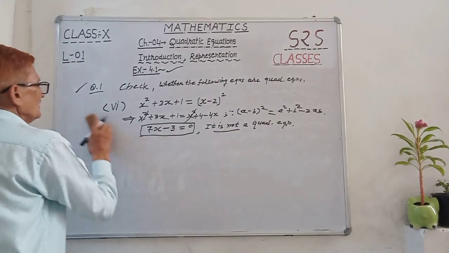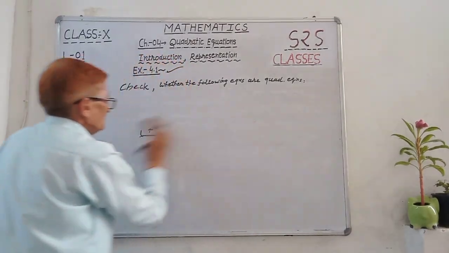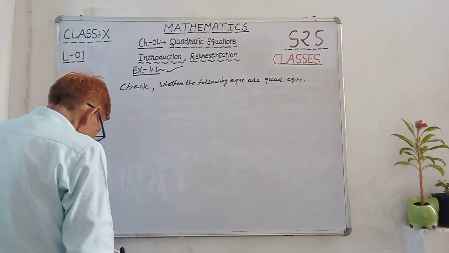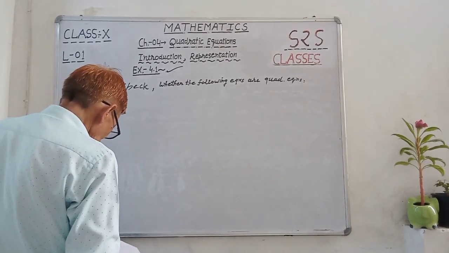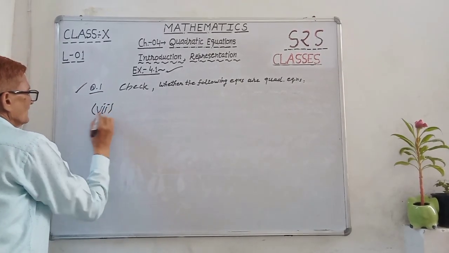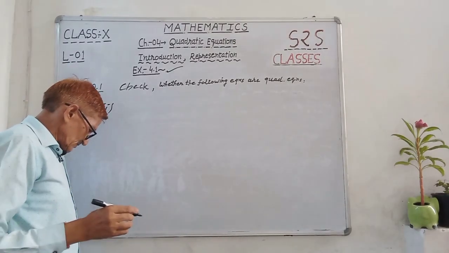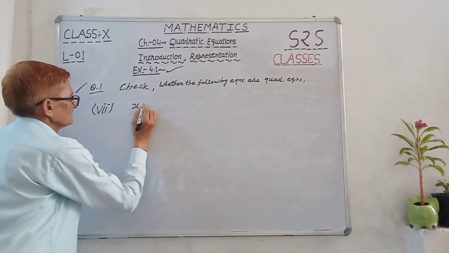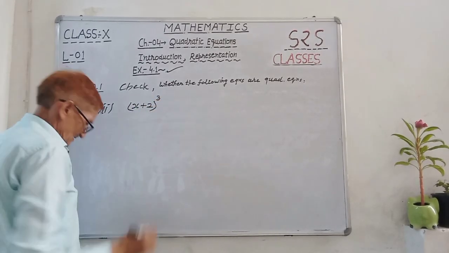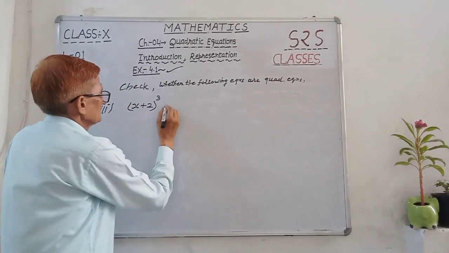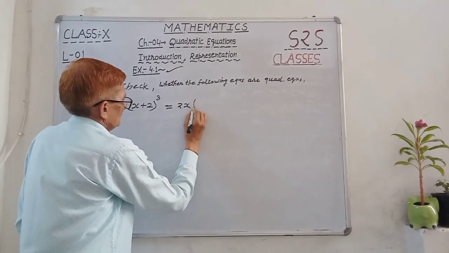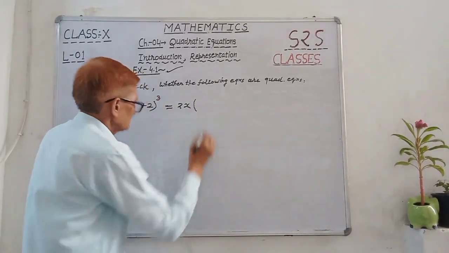Okay. Now similarly you can do other parts: simplify and check the standard form. Now the seventh part, the cube formula is there, seventh and eighth. So the seventh part, what is the seventh part? (x plus 2) whole cube equal to 2x into (x square minus 1).